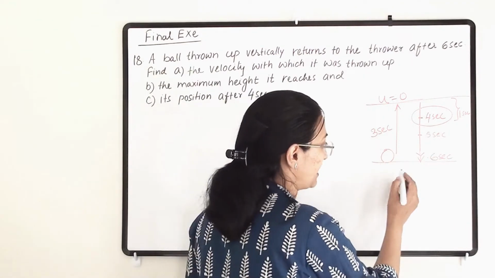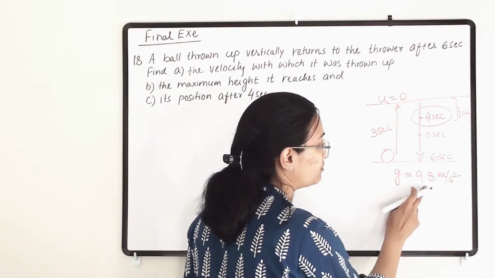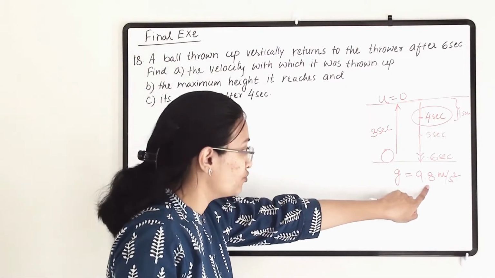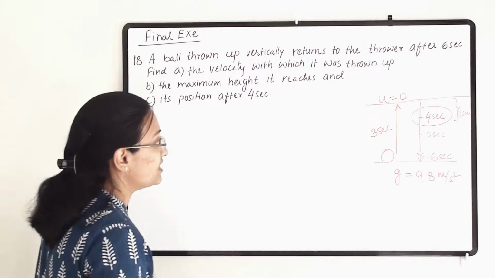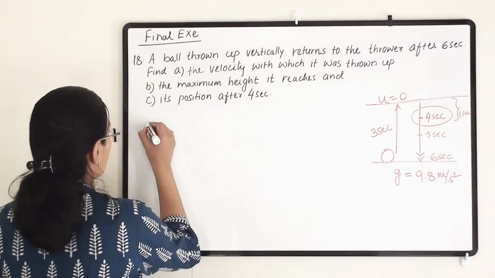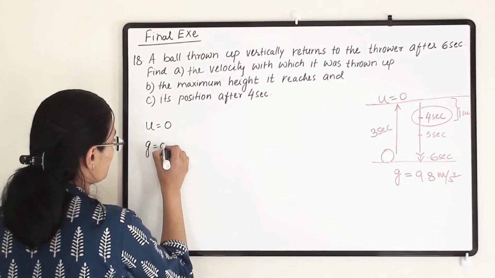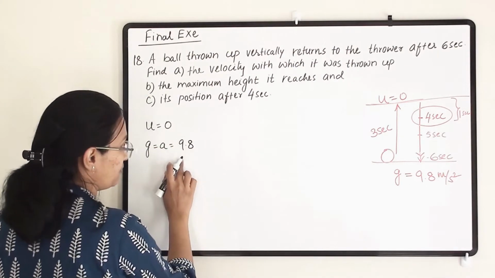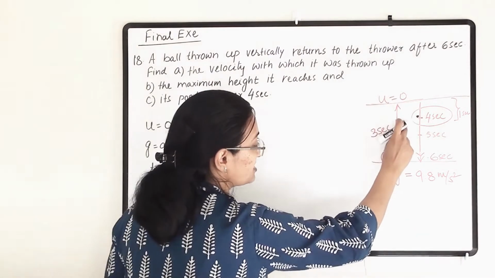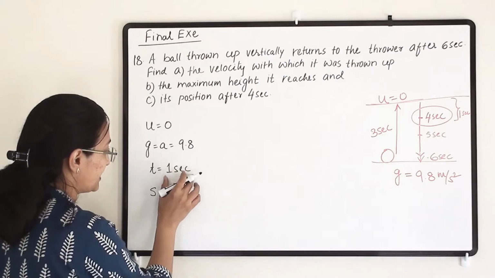Now when it is coming back, its acceleration due to gravity is 9.8 meter per second square, and that will be positive because it is towards downward and in the direction of the motion. Now we are going to find out how much distance it will cover. Let us note down what we have. Initial velocity u will be 0, g equals a equals 9.8, that will be positive. Time we are taking here is 1 second, because for this journey it has traveled only 1 second. How much distance it will cover within this 1 second, that we have to find out.